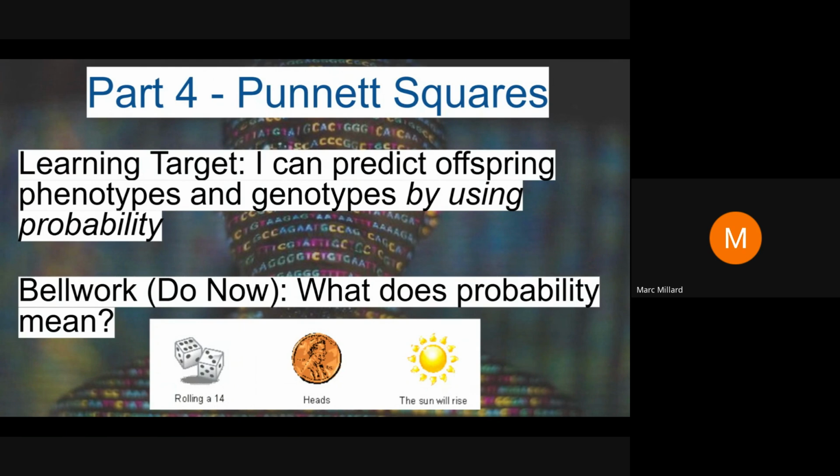So your bell work question today is, what does probability mean? So answer that question now in the Edpuzzle.